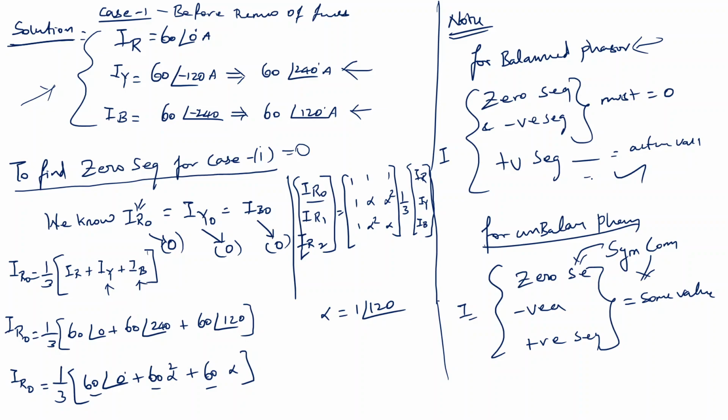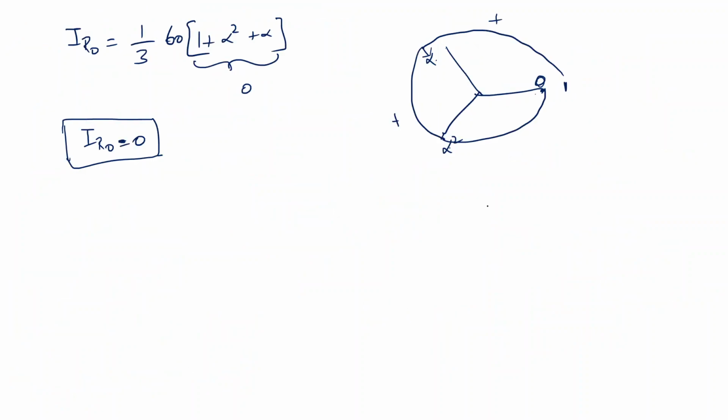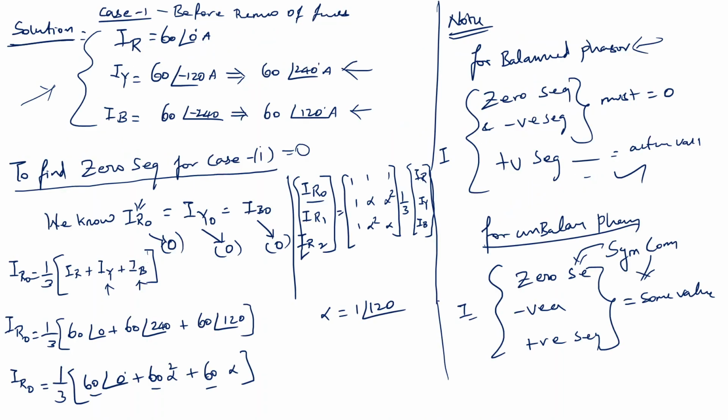Clear? So here take it as a formula itself. Wherever you are seeing 1 plus alpha square plus alpha, if you are adding these three things, straight away put is equal to 0, because hereafter also we will see such values. 1 plus alpha square plus alpha, you will get such values. Okay, so this zeroth sequence for balanced system is 0, we have proven. What is next? 0 is done.